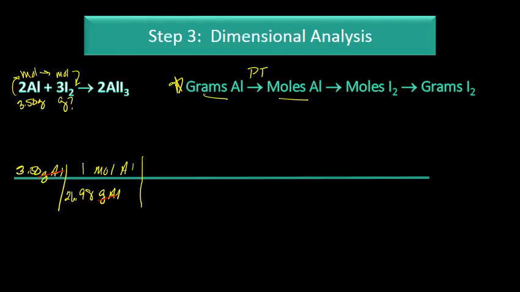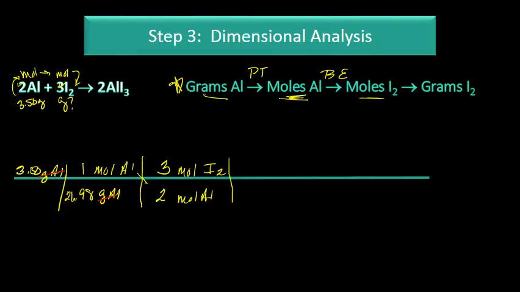Now we're ready to see: is moles what we want for our final answer? Nope. So we need to chase this unit down to moles of aluminum. And according to the plan, we're going to go from moles of aluminum to moles of iodine. Where do we find those numbers? Well, the balanced equation. So we end up with 2 moles of aluminum, because there's a 2 right there, and 3 moles of iodine, because there's a 3 right there.